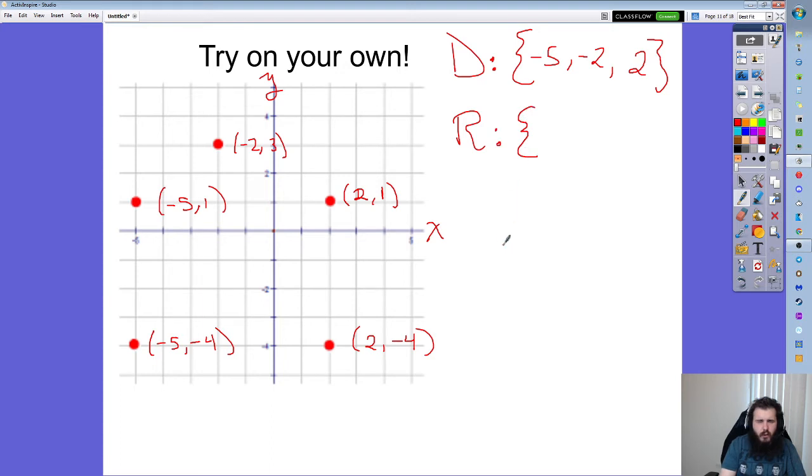Range we're going to do as well. Let's start from the bottom, work our way to the top. The first y value we see is -4. We go up. The next y value we see is +1. And the last y value we see is 3. All right? Pretty simple. Let's keep on going.